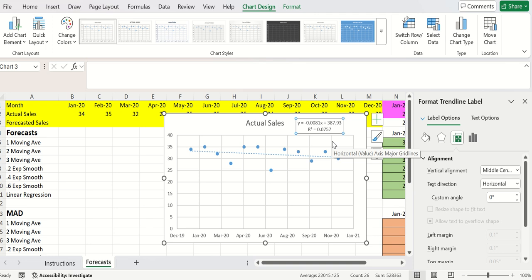Typically, I don't use a linear regression if my R-squared is less than 0.25, because 0.25 says that 25% of the variance in my demand is really explained by time. I mean, 75% of the variance is based on other things. So again, I don't normally use linear regression unless I can get at least to an R-squared of 0.25.